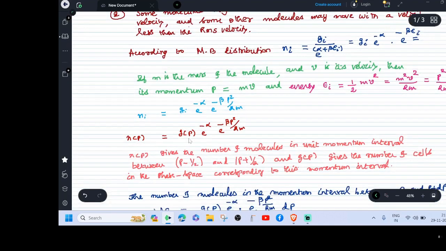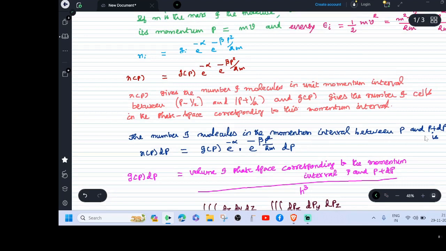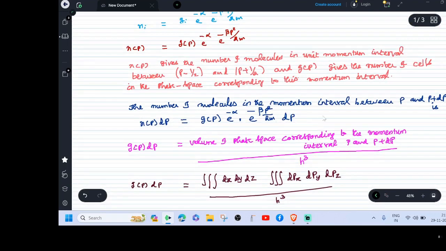N of p equal to g of p into e power minus alpha into e power minus beta p square by 2m. N of p gives the number of molecules in unit momentum interval between p minus 1 by 2 and p plus 1 by 2. And g of p gives the number of cells in the phase space corresponding to this momentum interval. The number of molecules in the momentum interval between p and p plus dp is obtained just by multiplying both sides of this equation by dp.